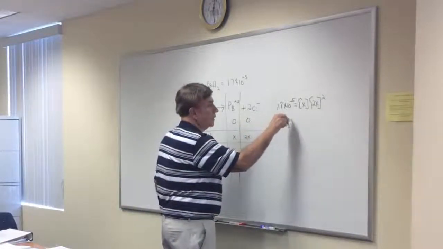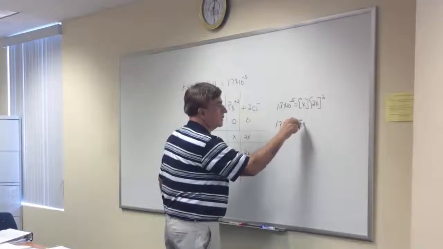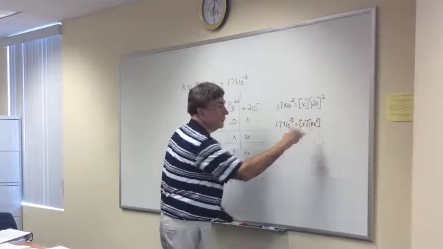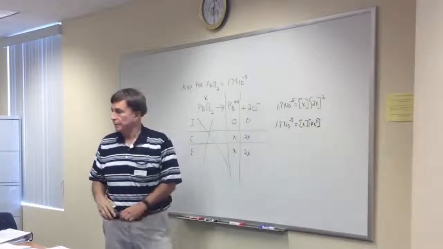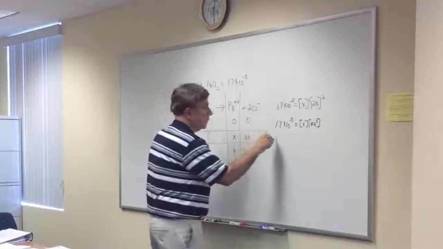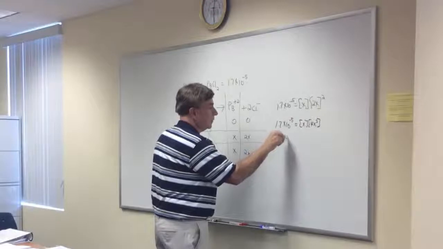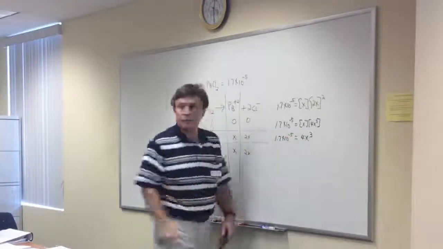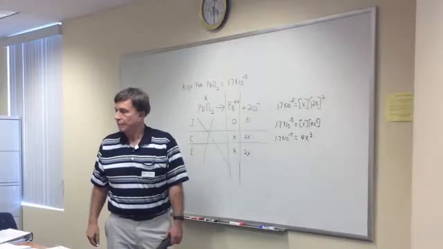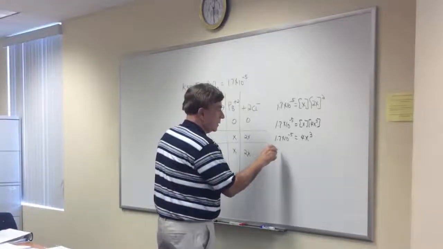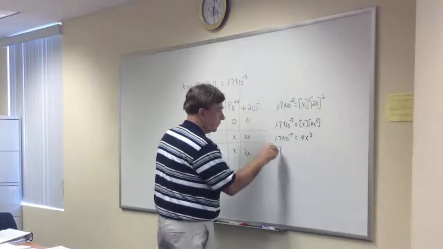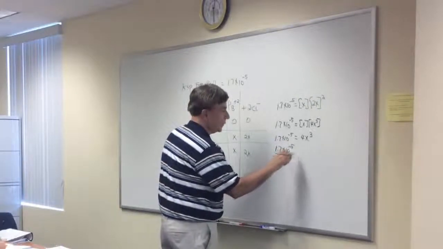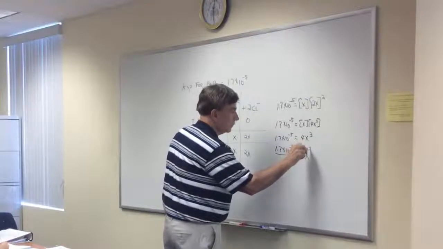I blow this up, and I have X times (4X squared). Does everybody agree with that one? Okay. Then I got 1.7 times 10 to the minus 5 is equal to 4X cubed. Everybody still good? Then divide both sides by 4 to get X cubed.